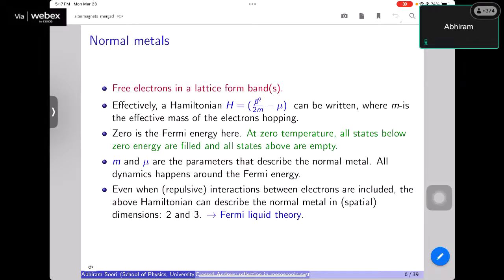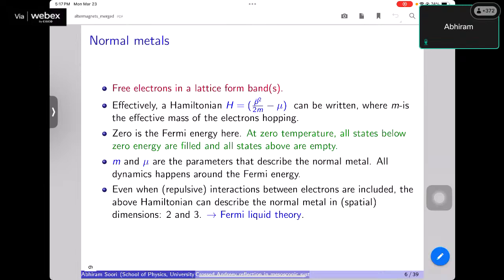So normal metals, what are normal metals? I told you actually it's basically p square by 2m is the kind of Hamiltonian for normal metals in continuum, and this can actually be mapped to the lattice model also. I told you how it is possible, and in this we will consider zero energy as the Fermi energy.